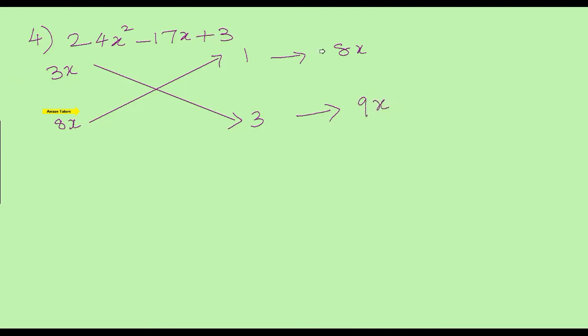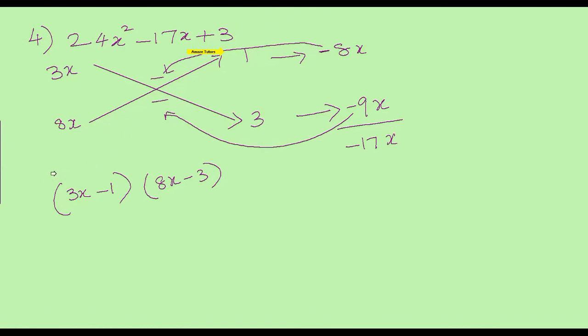Okay. Just see whether there is any possibility to get negative 17x. You can either add them or subtract them. Yes, 9 plus 8 is giving us 17. But both should be negative. Then only it's giving me negative 17x after adding. So negative, negative here, and here also negative, negative. So the factors are 3x minus 1 and 8x minus 3. If you want to check, again the expanding brackets method will help you.